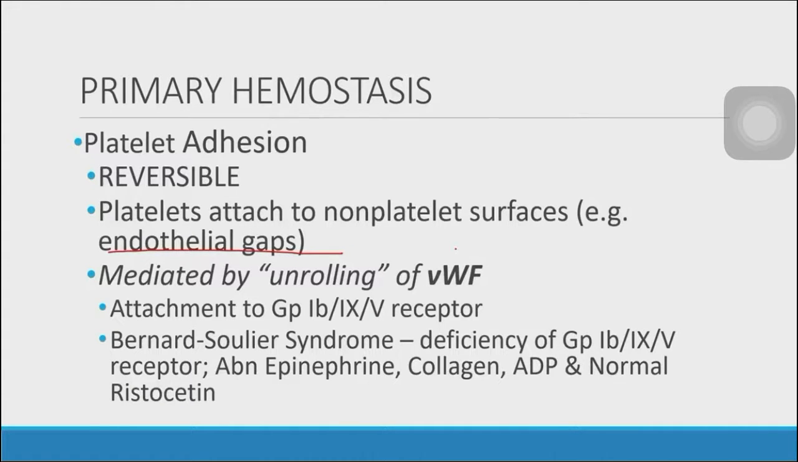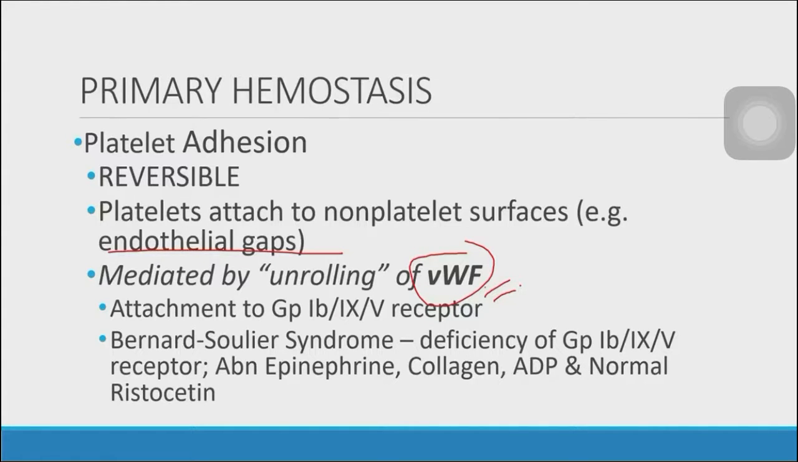So the granule or the substance mainly associated with platelet adhesion is the von Willebrand factor. Okay? So, ano ba tong function nitong von Willebrand factor? Siya yung nagmi-mediate ng attachment ng platelet papunta sa endothelial gap. So, it sort of acts like a glue, para ma-attach yung platelet natin sa endothelial gap.